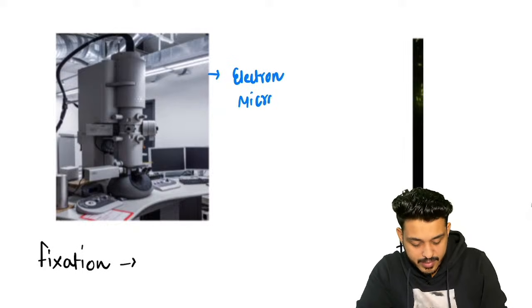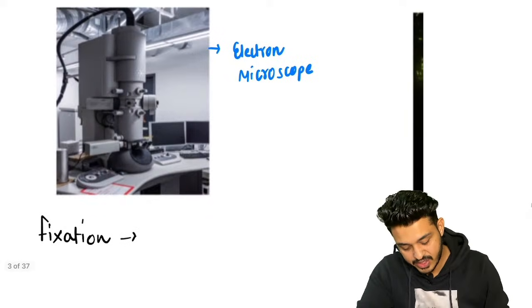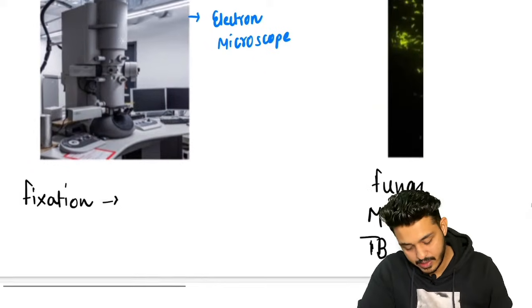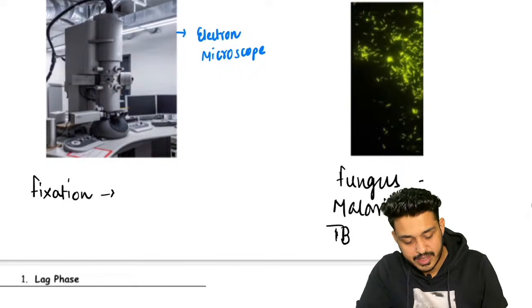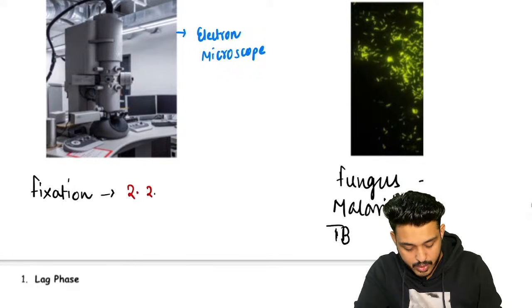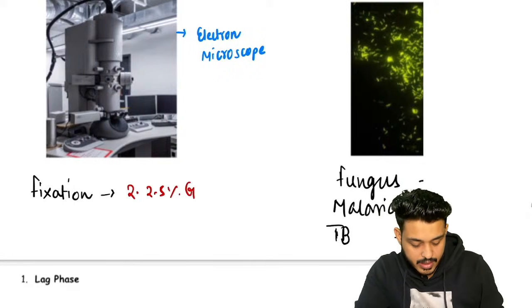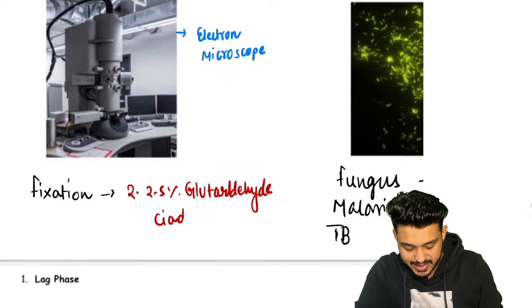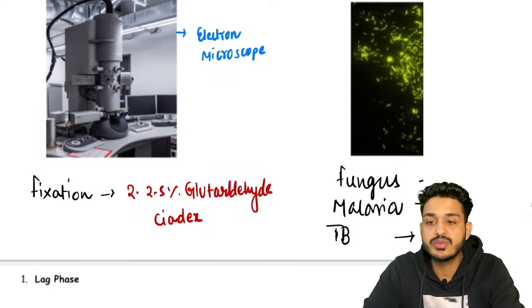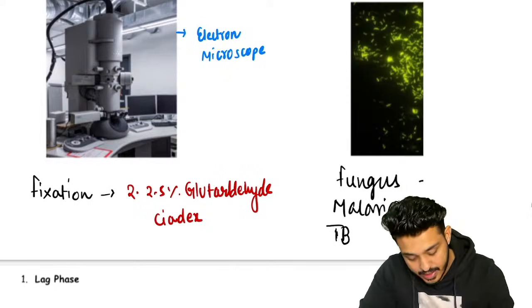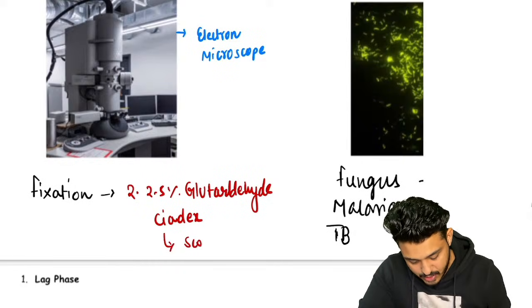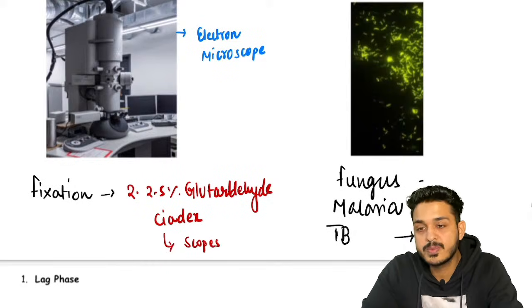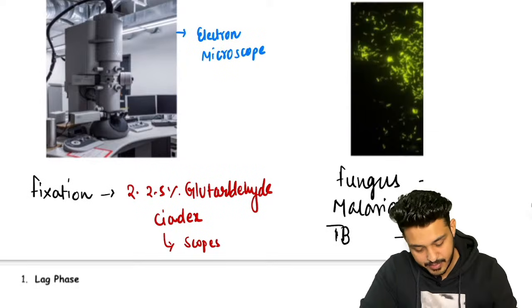And try to tell me what is the fixation we are going to use for electron microscopy. What is the fixation for electron microscopy? What is the fixation we are going to use? That is going to be 2 to 2.5% of glutaraldehyde, which is also known as Cidex, and this Cidex solution we are going to use to sterilize the scopes. We have got multiple scopes. We are going to sterilize those scopes with the help of Cidex.